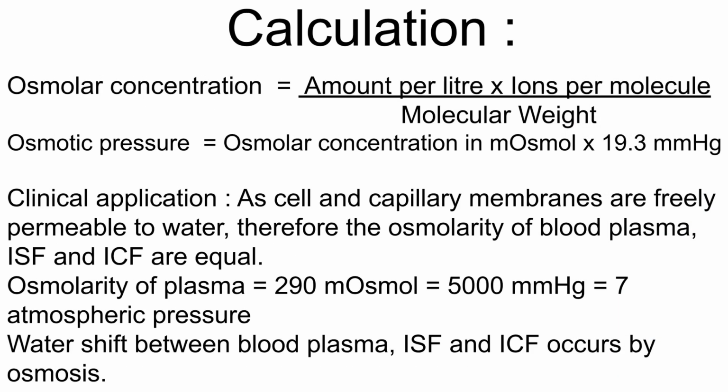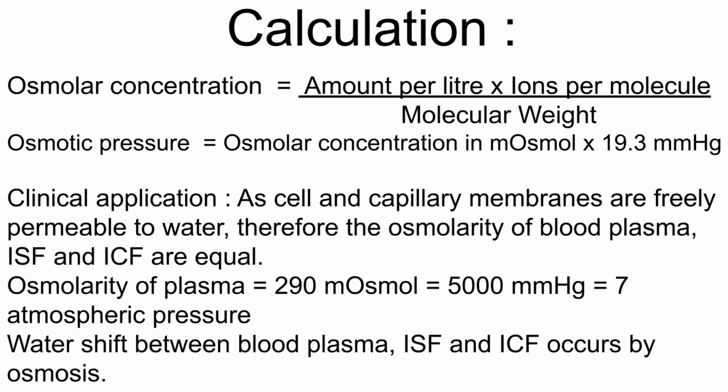How to calculate osmolar concentration and osmotic pressure? It consists of 4 steps. Here's the first step. We calculate the amount of substance in 1 liter, as osmolar concentration is only measured per liter. For example, 90 grams of glucose in 250 milliliters of water. 90 times 1000 over 250 equals 90 times 4, which equals 360 grams glucose per liter.